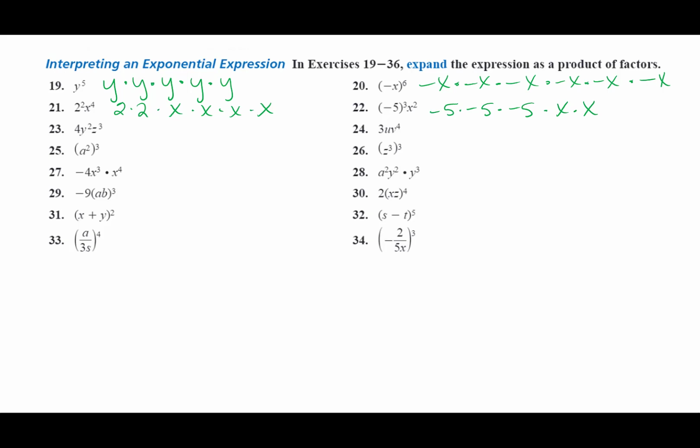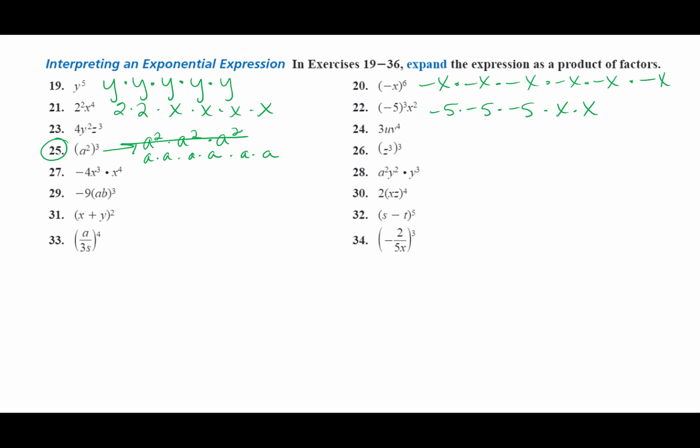Okay, take a look at 25. Your first thought for 25 might be to say a squared times a squared times a squared, but do you see how that's not expanded enough? Basically, expanding an expression says rewrite the expression, but do not include an exponent. And so the correct answer would be a times a times a times a times a times a to rewrite it all the way out.